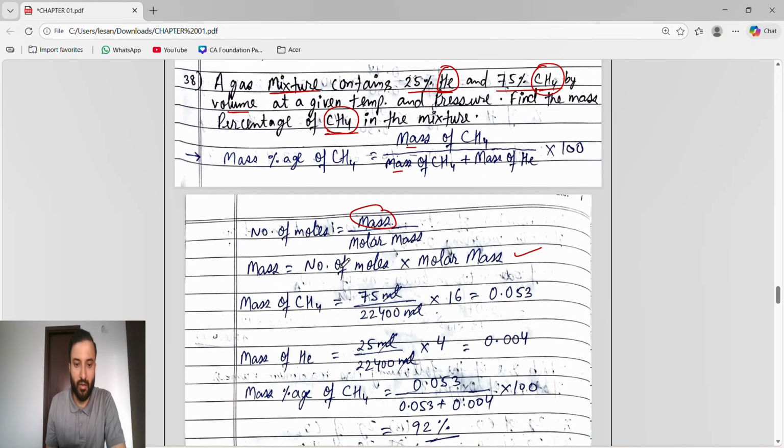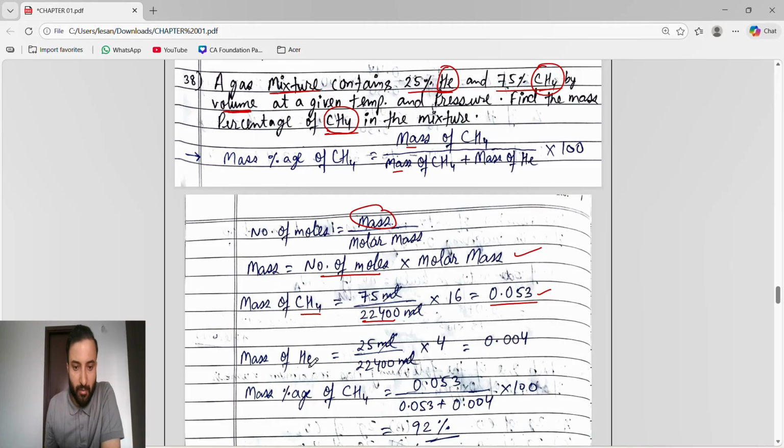Mass of CH4 means number of moles, so we will find for 75%. Percent usually means gram, but this is a volume: 25% helium and 75% methane by volume. So 75 will become ml. 75 ml divided by STP volume, which I also take in ml: 22,400 ml, same as 22,400 centimeter cube, into molar mass. Molar mass of CH4 is 16. When you do the calculation, you will get this much.